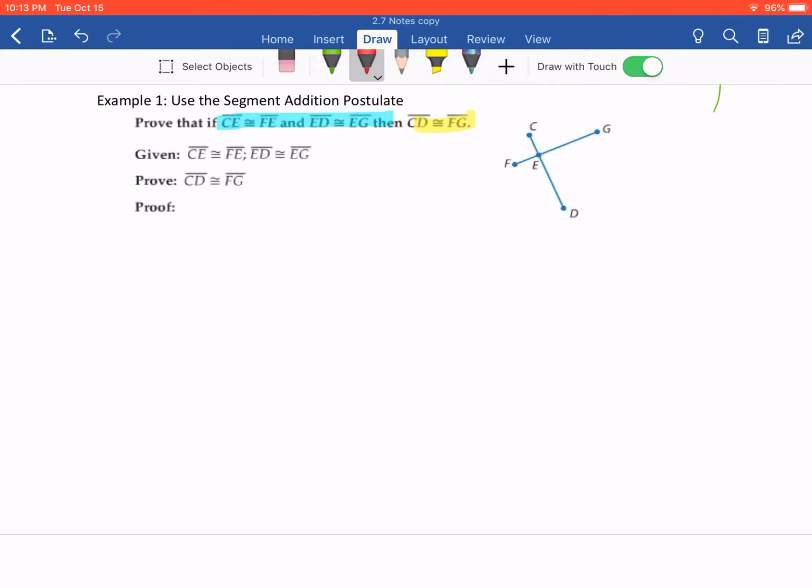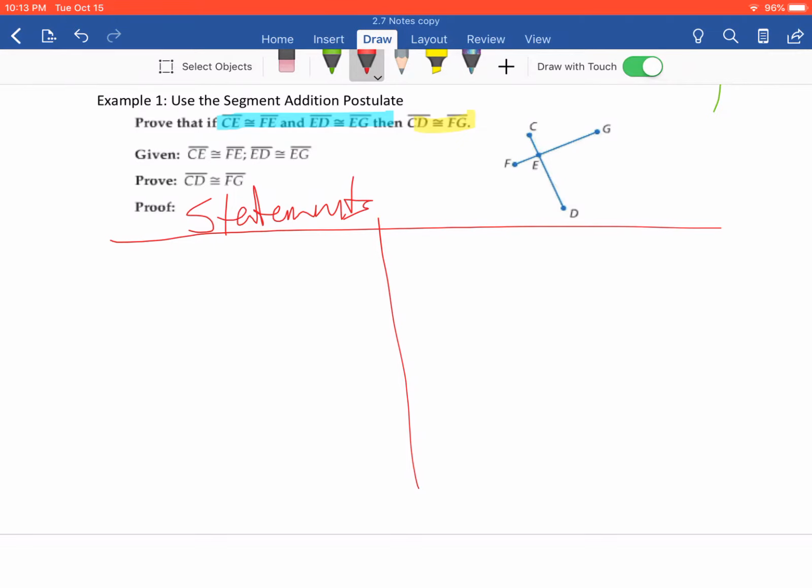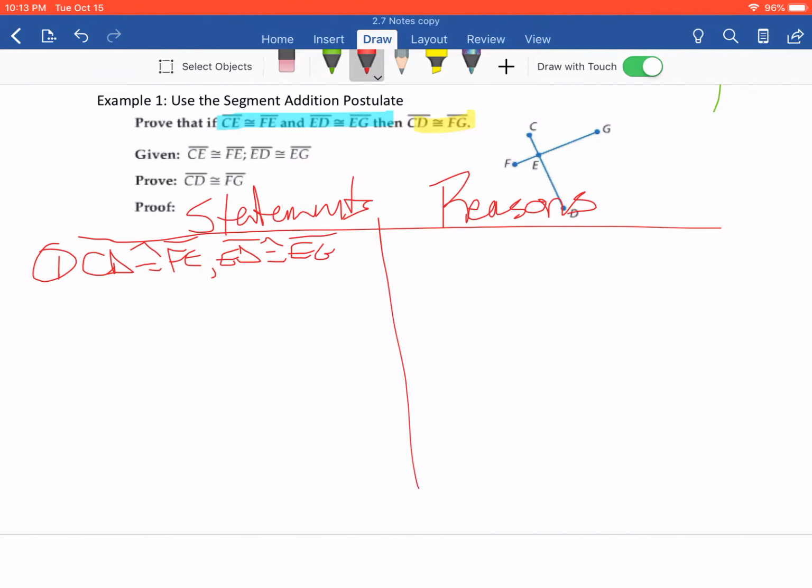Anytime you start with a two-column proof, you always draw your T-table, and you're going to have your statements and your reasons. Step one is always the given. So step one says that we have CE is congruent to line segment FE, and we have line segment ED is congruent to line segment EG. Again, that information is given.